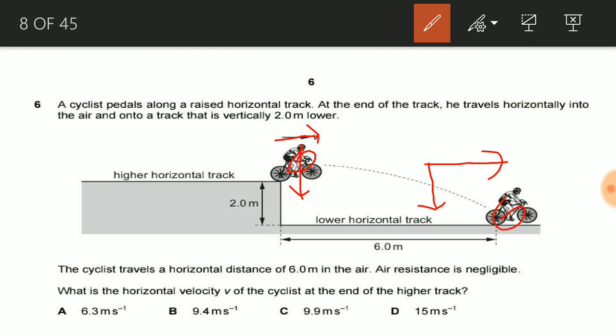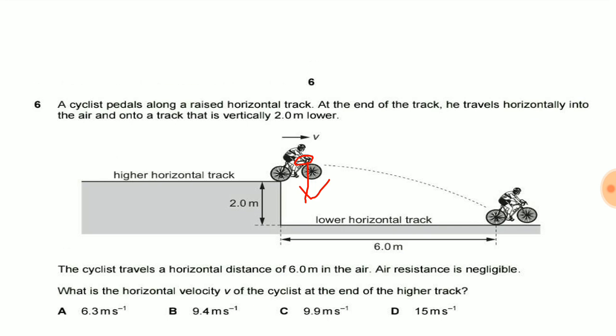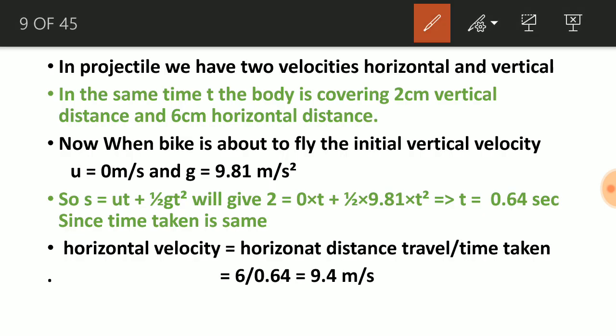Because of two velocities, it is covering two types of distance. This is vertical distance and this is horizontal distance, but the time taken to cover vertical distance and horizontal distance are the same. In the same time, it is descending 2 meter downward and it is covering 6 meter forward. Now for the beginning point, at this point the initial velocity towards the y-axis is 0, and the acceleration is acceleration due to gravity.